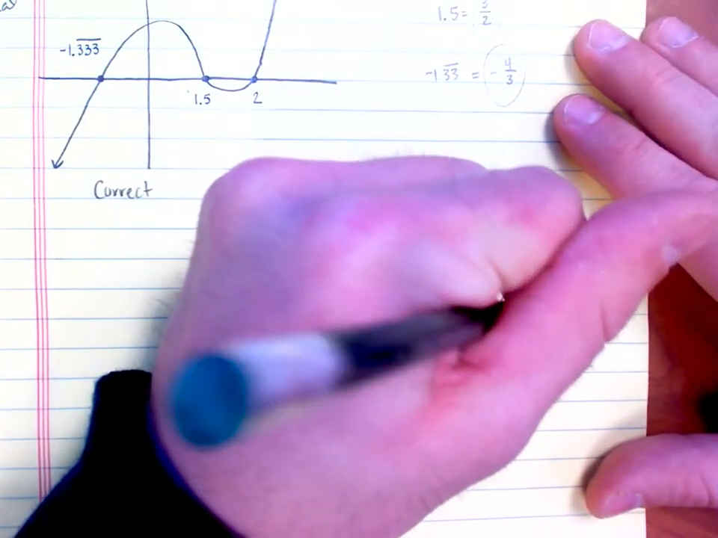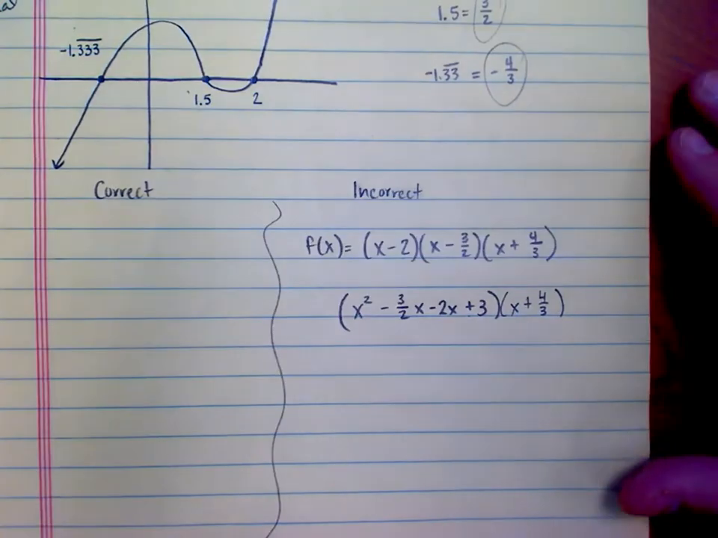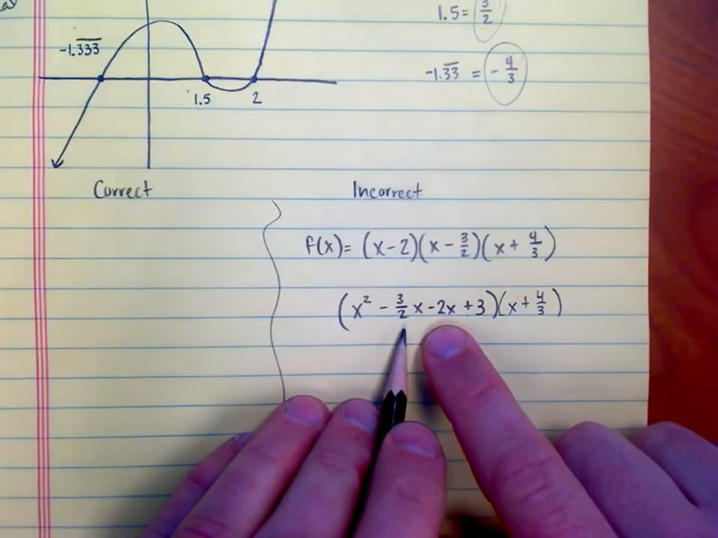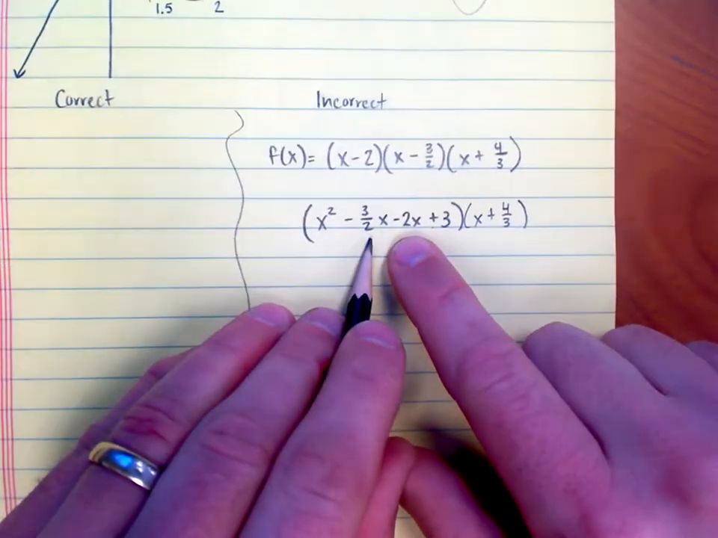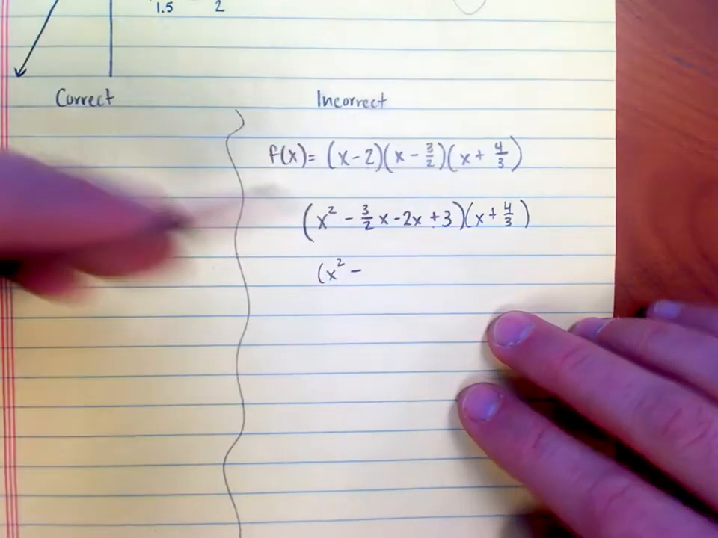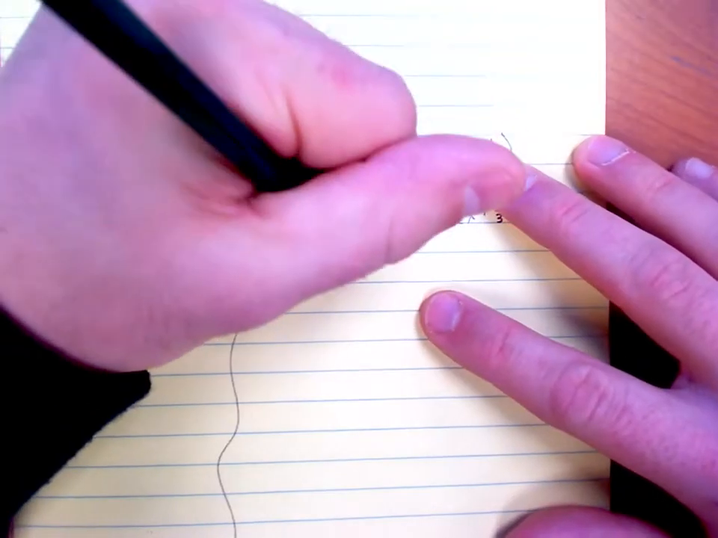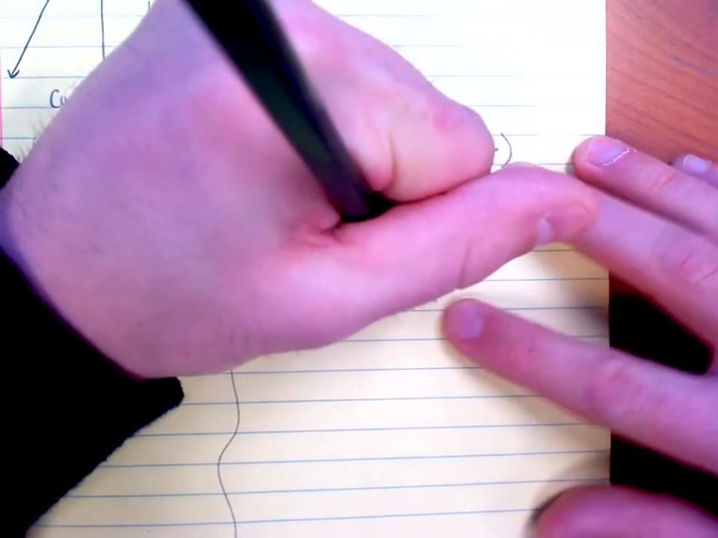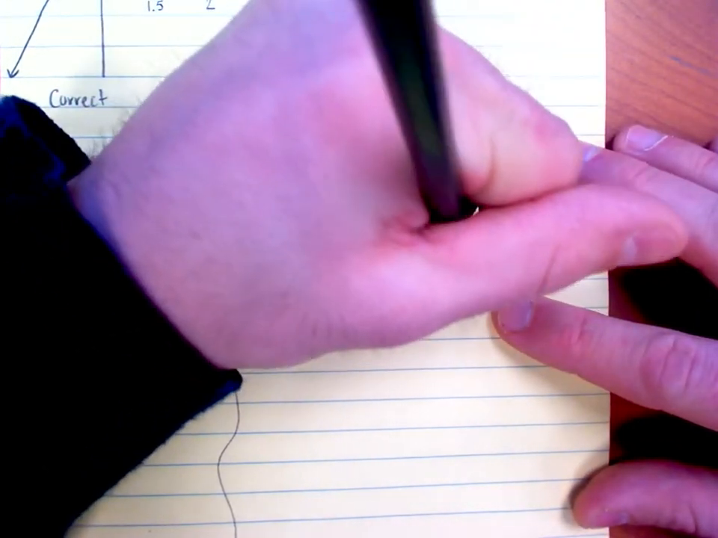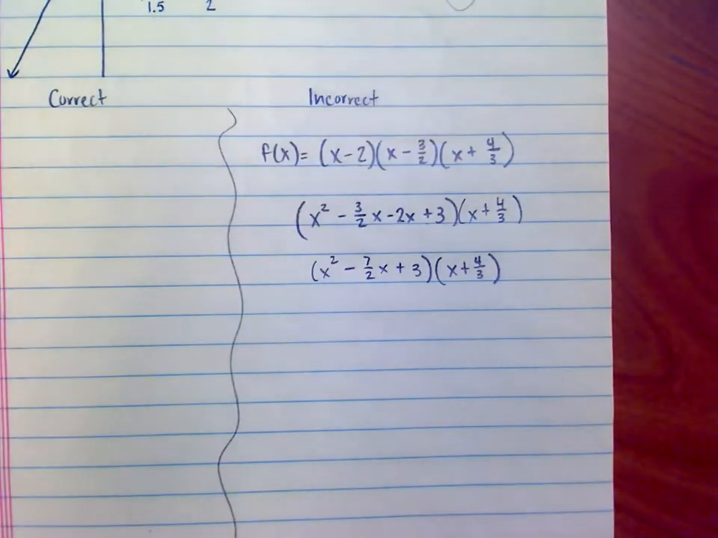Now I need to multiply that times x plus 4/3. Before I do that, I would probably want to combine like terms here, which will make it a little easier to FOIL. That's minus 2x and minus another 1.5x, so that's a grand total of minus 7 halves x plus 3, times x plus 4/3. Just trust me on that.